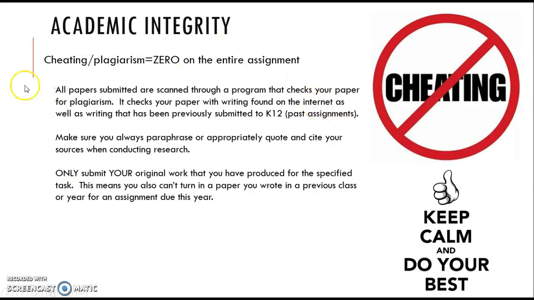This is another important one for academic integrity. Cheating and plagiarism equals a 0 on an entire assignment. All papers are scanned through a program that checks your paper for plagiarism. It checks your paper with writing found on the internet, as well as writing that's been previously submitted in K-12, so past assignments. Make sure you always paraphrase or correctly quote and cite your sources when conducting research. Only submit your original work that you have produced for the specific task. This means you can't turn in a paper you wrote for a previous class or a year for an assignment due this year.